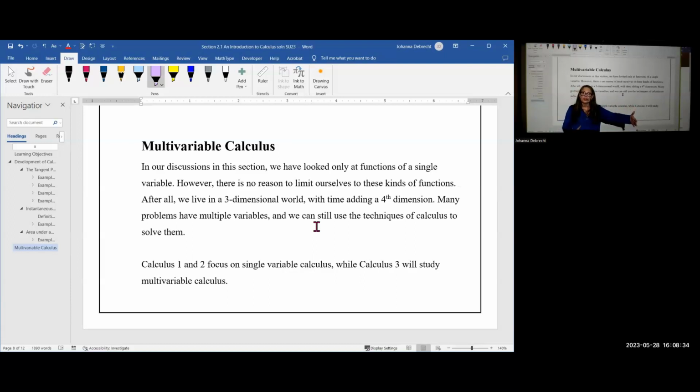In 3 dimensions, that's the space we live in, but you could also add a 4th, which could be time or something else. And we can compare the position of some particle with respect to x, y, and z at a point in time, right? So the change in position with respect to time. And we can still employ the techniques that we'll learn this semester in order to solve those kinds of problems.